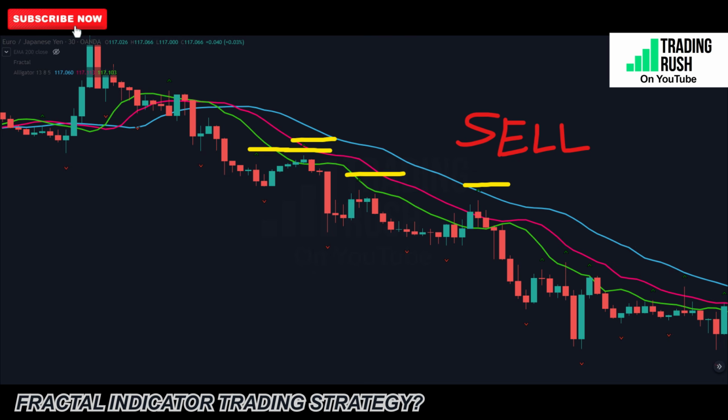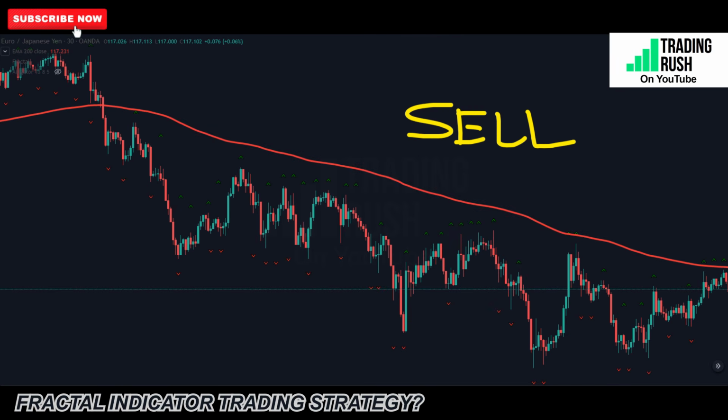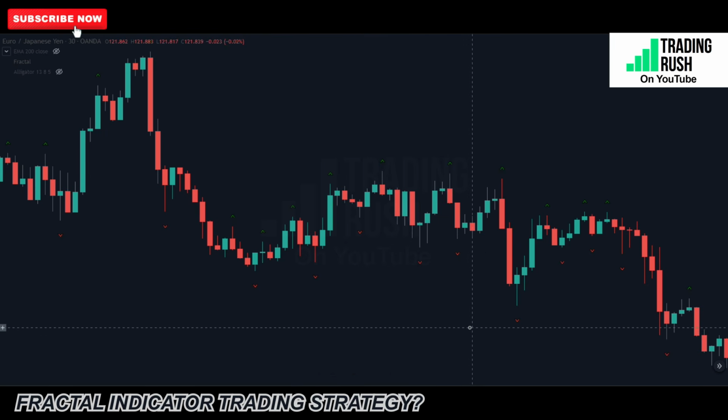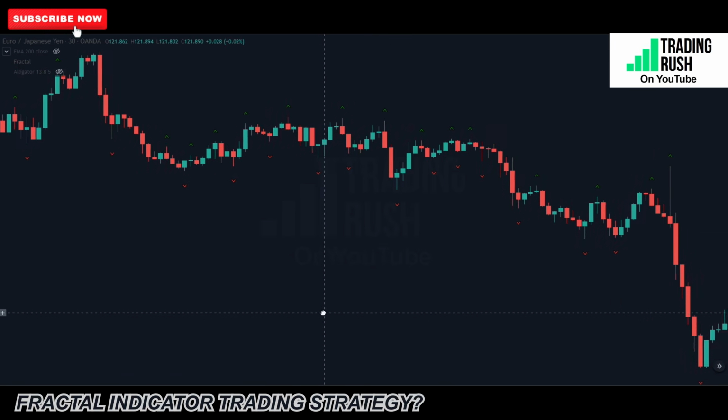If you don't like the alligator indicator, you can use a moving average to find the direction of the long-term trend. Remember, I am going to test this fractal indicator 100 times in my next video to show its real win rate and to see if it is a profitable indicator or not. Till then, I don't recommend taking trades with this indicator alone. Use it with something else that you know works.